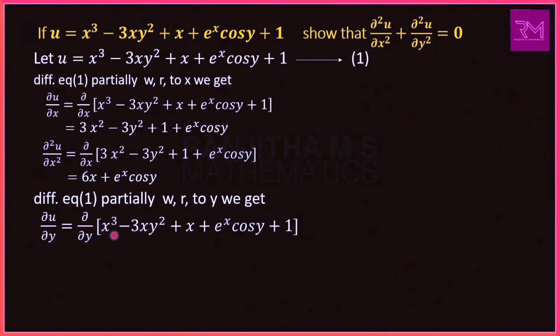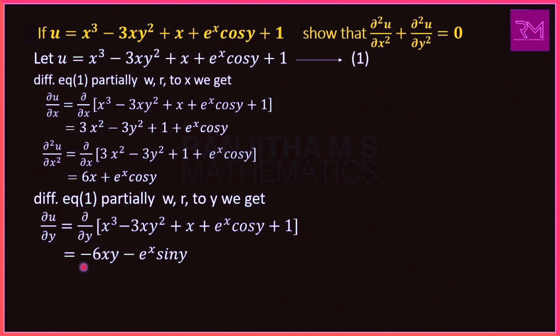So here the first term is constant, so its differentiation is 0. Here minus 3x is constant, taken as it is, into the differentiation of y square, which is 2y. Hence 3 into 2 is 6, and we get minus 6xy. The next term is constant, so its differentiation is 0, plus e power x is constant, taken as it is, into the differentiation of cos y, which is minus sin y. Hence we get minus e power x into sin y, plus the differentiation of the constant, which is 0. This is our del u by del y value.